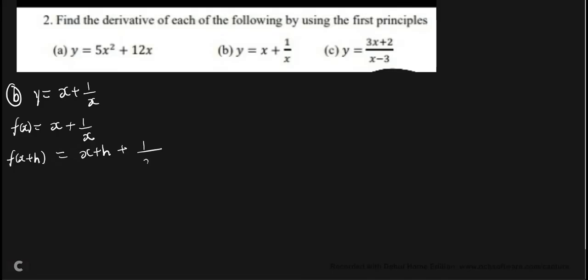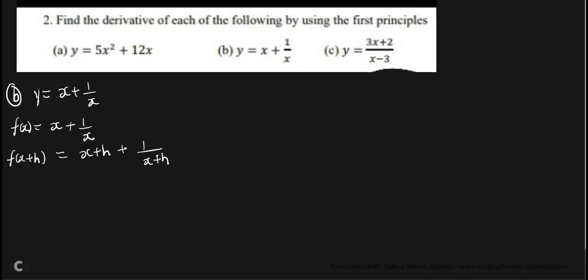So on B, it's just the same simple method, which is y equals x plus 1 over x, like that, right? Now, in that situation, you say f of x is the given equation, which is x plus 1 over x. Then your f of x plus h in this situation is x plus h plus 1 over x plus h, like that.